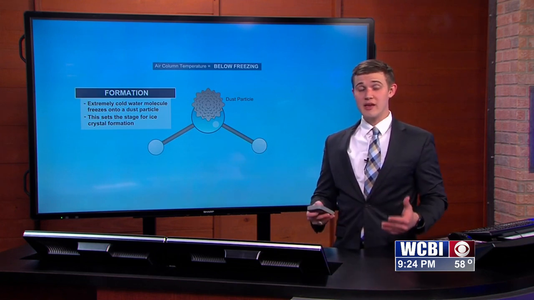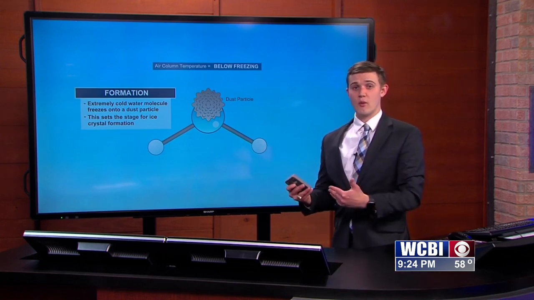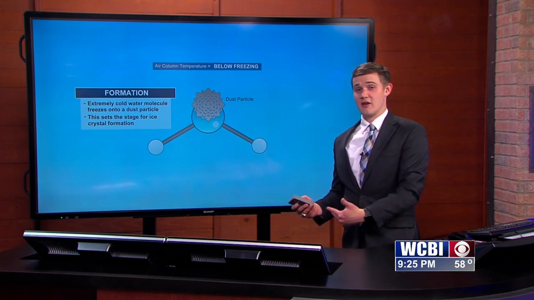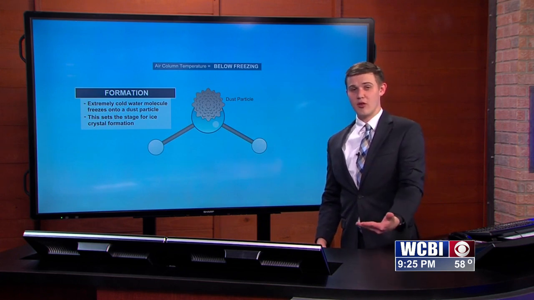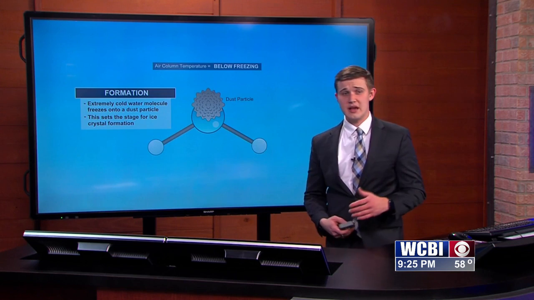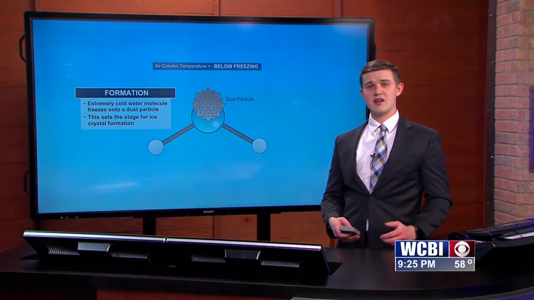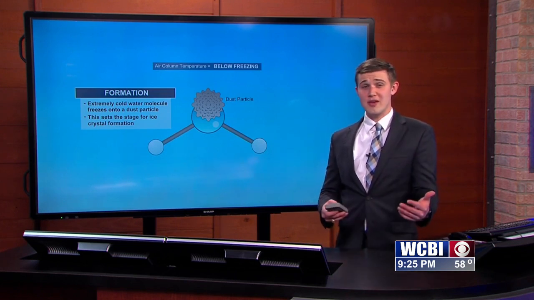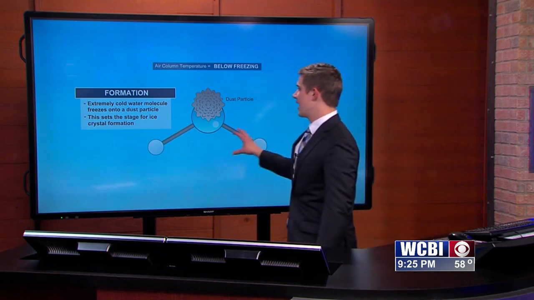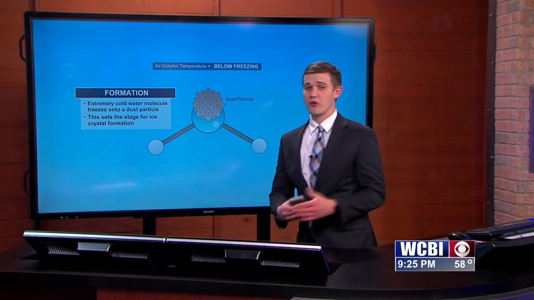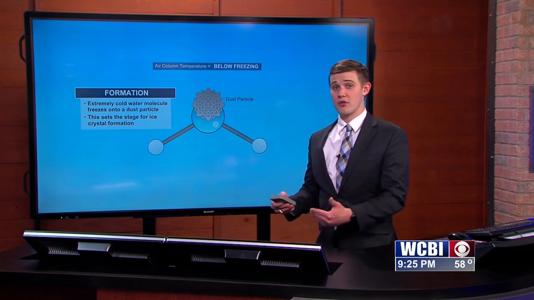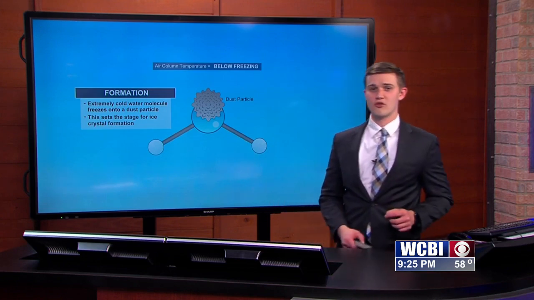Now, really, and put simply, it all begins when you have something called an ice nuclei and you have water vapor in the air. That, and the temperature has to be below freezing, of course. But if you have a dust particle, it can be a piece of dirt, a piece of sand, it could be a salt particle, it could really be just about anything that water can freeze onto. You have that, and you have that extremely cold water molecule that freezes onto it. You now set the stage for some growth of that very, very small ice crystal to this point.